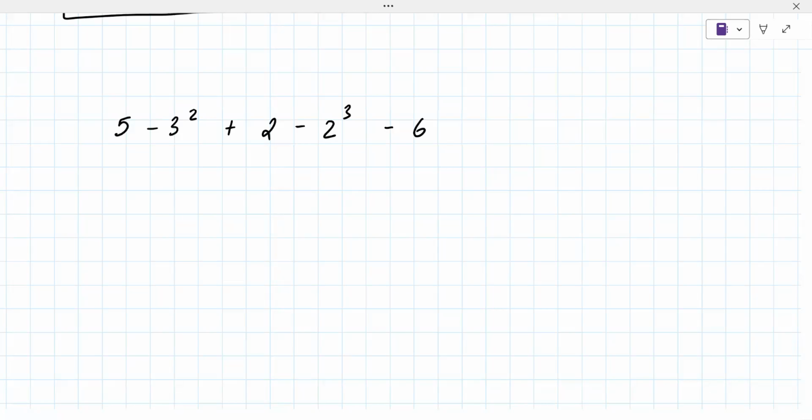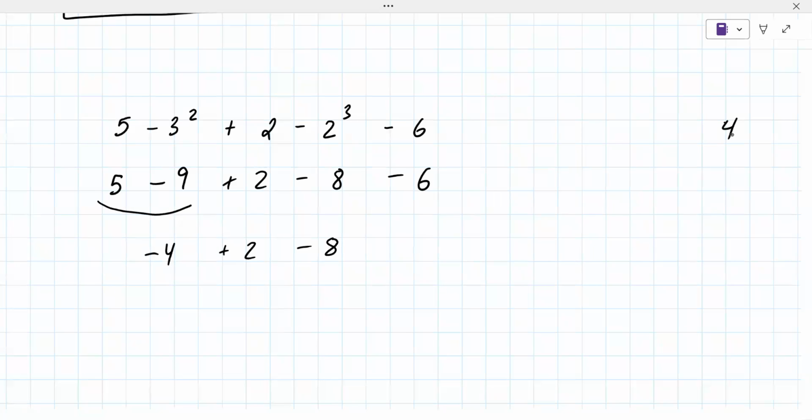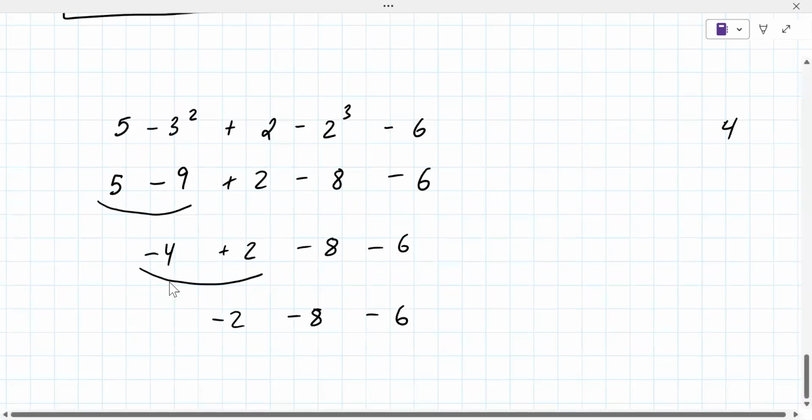I got 4. Let's take a look here. 5 minus 9 plus 2 minus 8 minus 6. Does that look like what you have? Yes. Okay, so now it's addition, subtraction, just go left to right. So that's minus 4 plus 2 minus 8 minus 6. Minus 4 plus 2 is minus 2. Yeah, I missed that minus. Okay, what did you write? I did a +4 instead of a -4.